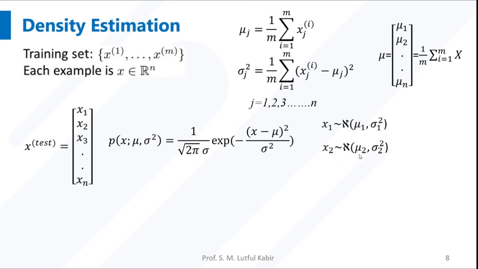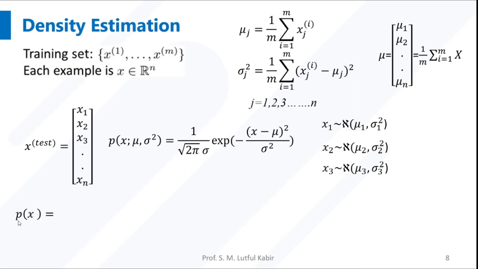Similarly, x2 will be described by a normal distribution with respect to mu2 and sigma2 square. And we have already explained this symbol is nothing but the probability. So apply mu2 and sigma2 square in this equation, that will give you p of x2 with mu2 and sigma2 square. Similarly, x3 will be described by another function with respect to mu3 and sigma3 square.